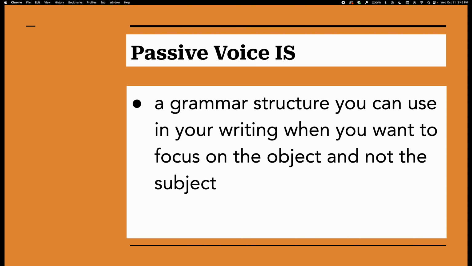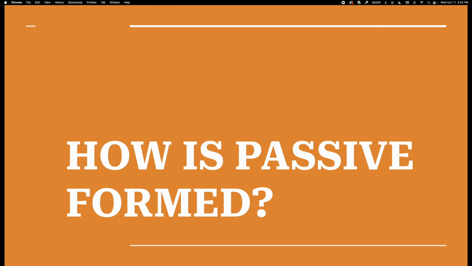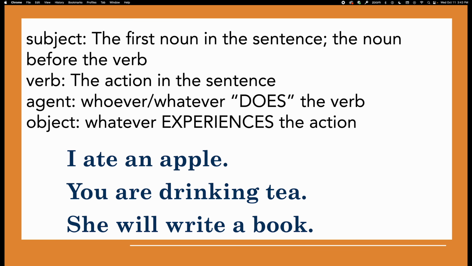It's a grammar structure you see, but it's also one that you can use, and I want you to know when and why, when you want to focus on the object. So how do you form passive voice? There are 4 steps, and we'll learn those 4 steps, but I want to start by looking at some necessary vocabulary. First, subject and verb. Now you know these words. These are very familiar. These are roles in a sentence. Here's a new word though, agent. The agent is whoever or whatever does the verb, and the object experiences the action of the verb.